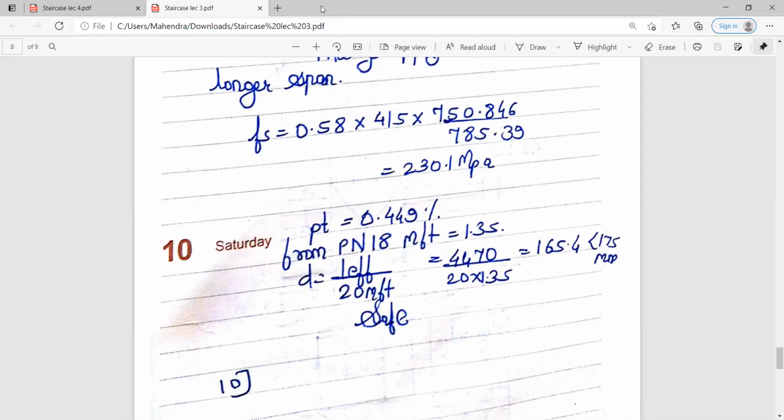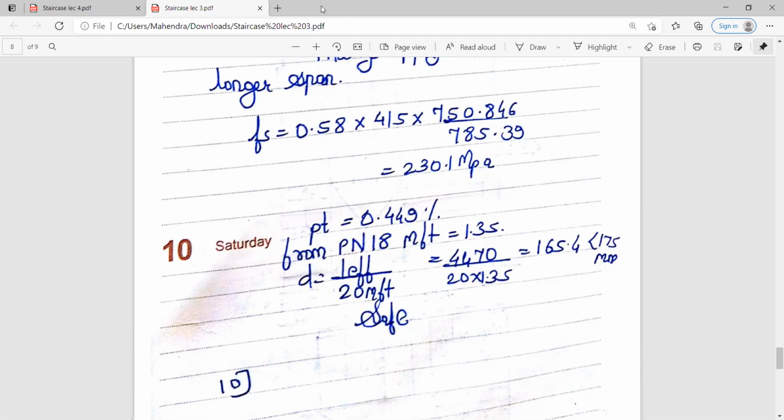So the modification factor is 1.35. As we are designing for the simply supported slab, D will be equal to L effective upon 20 into modification factor. So L effective length is 4470 upon 20 MFT. The modification factor you had got is 1.35.